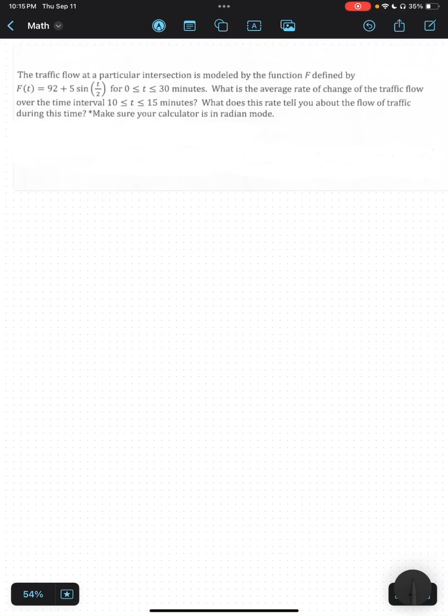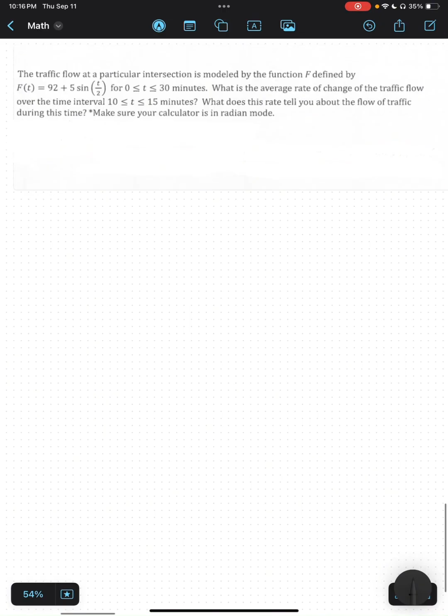Okay. This question is saying the traffic flow at a particular intersection is modeled by the function f defined by f of t equals 92 plus 5 sine of t over 2 for 0 to 30 minutes. What is the average rate of change of the traffic flow over the time interval from 10 to 15 minutes? What does this rate tell you about the flow of traffic during this time? Make sure your calculator is in radian mode.